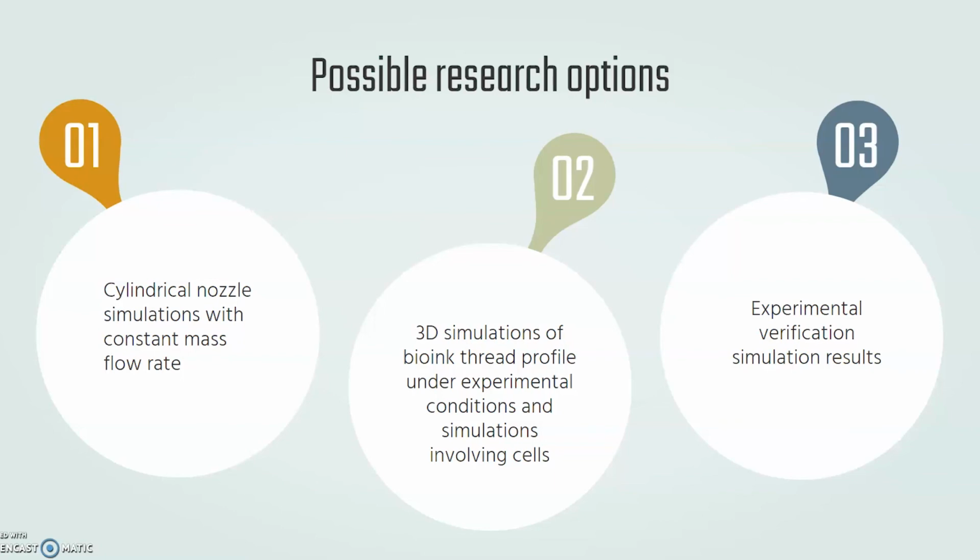A second option is a 3D simulation of the bioink trap profile under experimental conditions with the simulation of actually involving cells. These simulations up until now only contain bioinks with no cells. A third research option is the experimental verification of the simulation results, to make sure that the simulation results are actually valid and that they comply with the experimental data. This can show that simulations are actually useful in predicting bioinks and parameter setup.